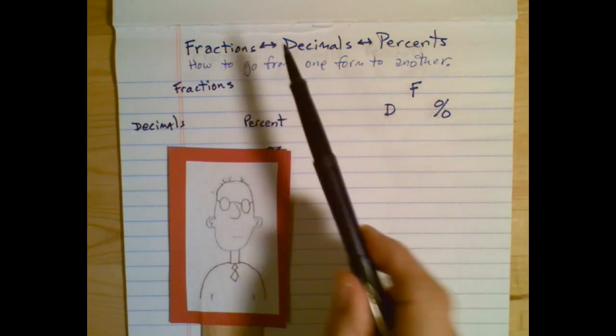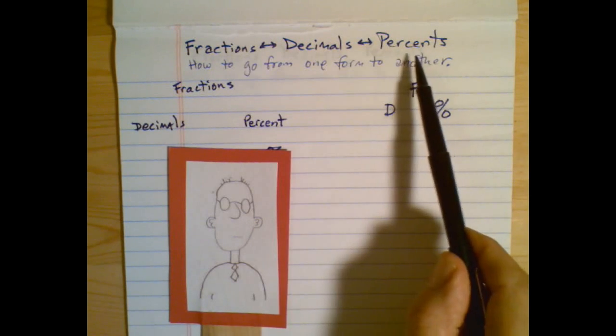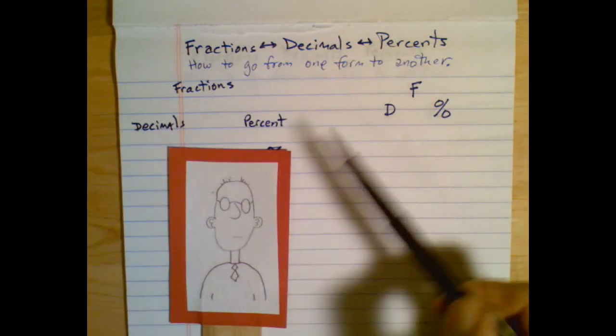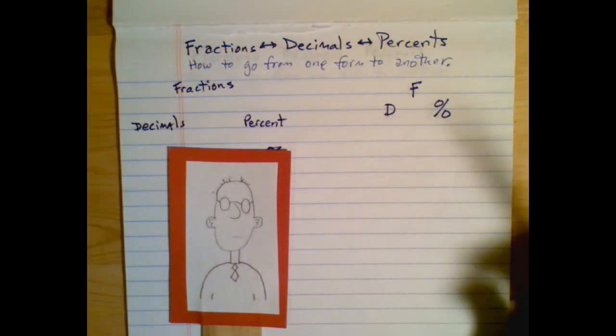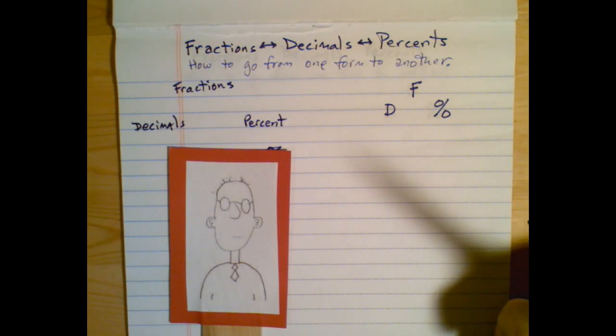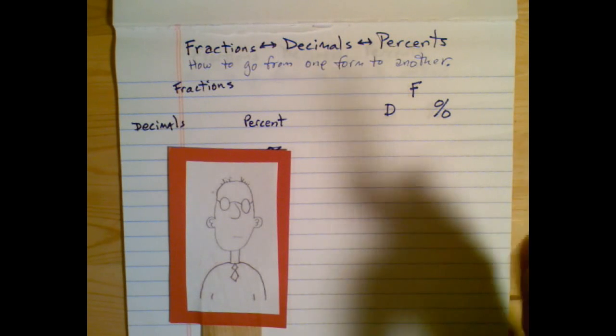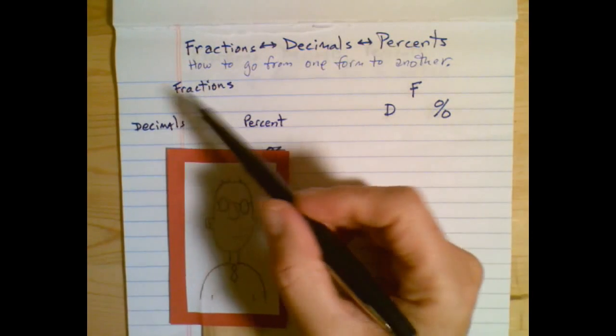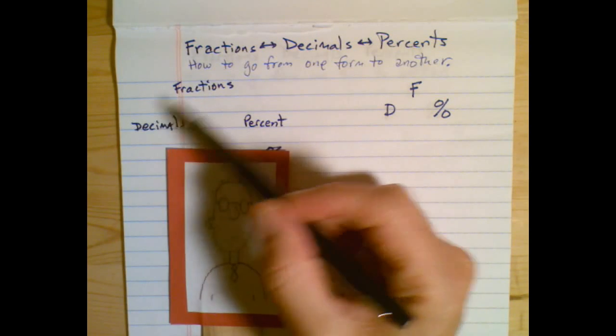This time we're considering fractions, decimals, percents, and specifically how do we go from one form to another. These are all different ways we can write numbers. And before we get started in detail, let's make sure we map out all the different conversions we have to do.